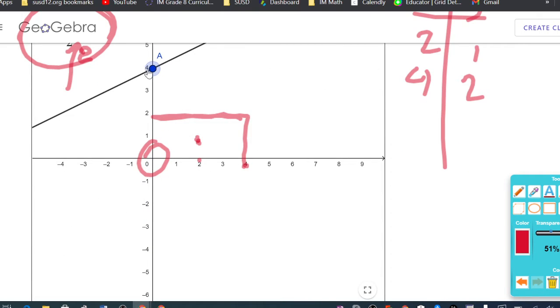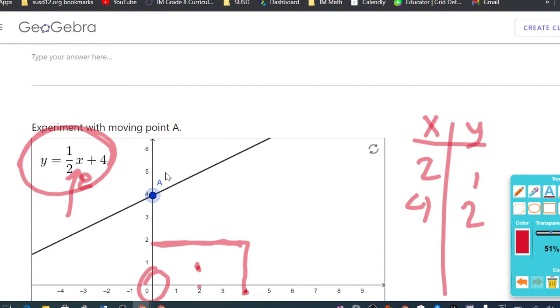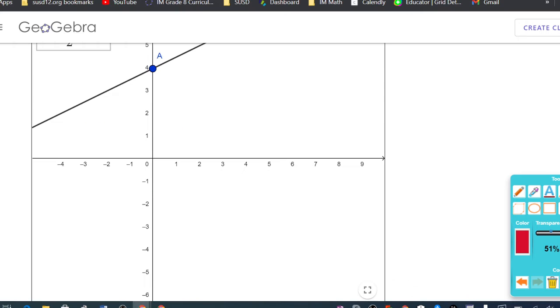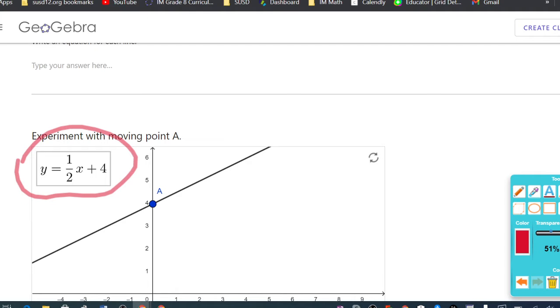Let me move it up to there. Okay, did you see what happened? Oh, sorry about that. Now we have the equation y equals 1/2 x plus 4. Does that still make sense? Let's make another table of x and y's. When x equals 1, put in 1 here. 1/2 of 1 is 1/2, plus 4 is 4.5. So when x equals 1, y equals 4.5? Yep, that looks right.